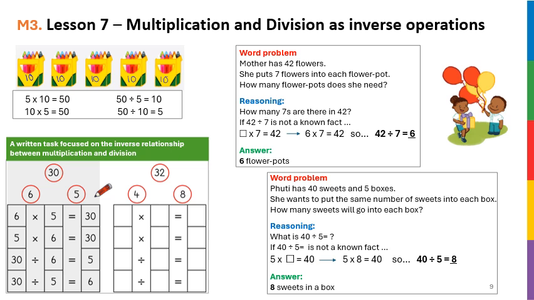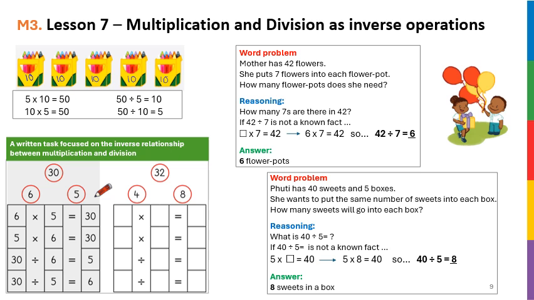What I have on the right are 2 word problems. Also, just to give you an idea that the inverse of multiplication and division can also be used to solve word problems. In the word problem on the top, mother has 42 flowers. She puts 7 flowers into each flower pot. How many flower pots does she need? So, how the child usually reasons is, well, how many 7s are there in 42?